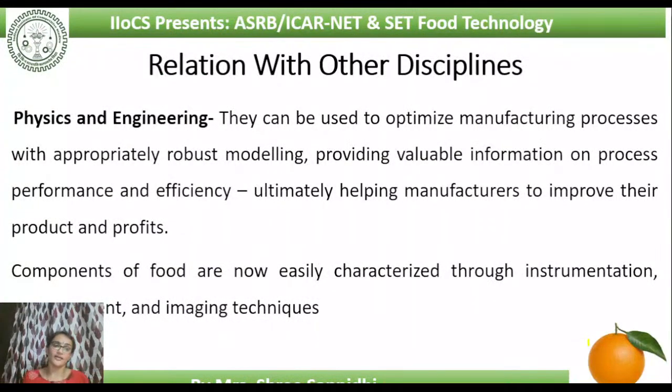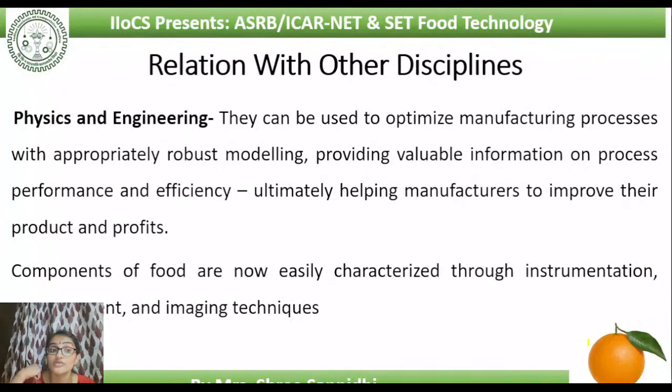So we had seen that food science has relation with various disciplines. Let us see that in detail. First one being physics and engineering. Physics can be used to optimize manufacturing processes with appropriately robust modeling, providing valuable information on process performance and efficiency, ultimately helping manufacturers to improve their product and profits.